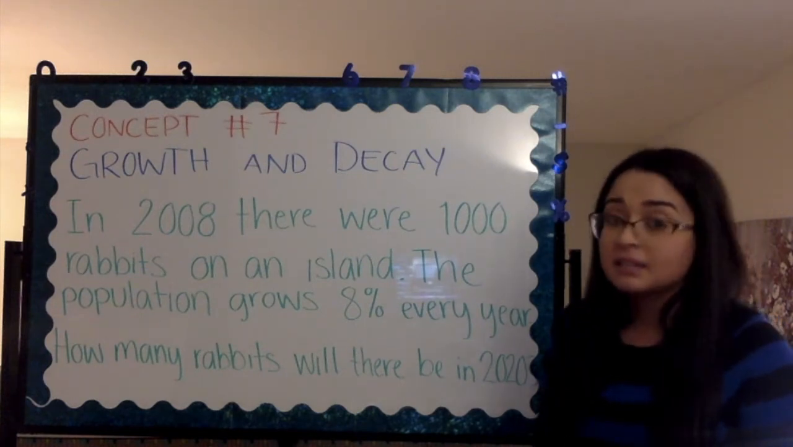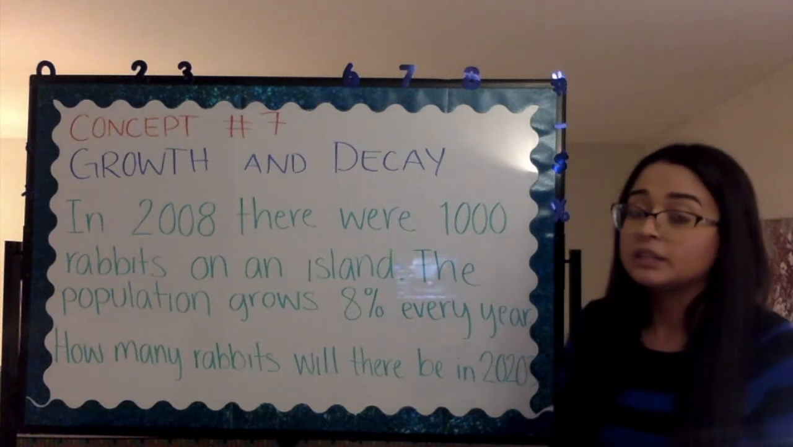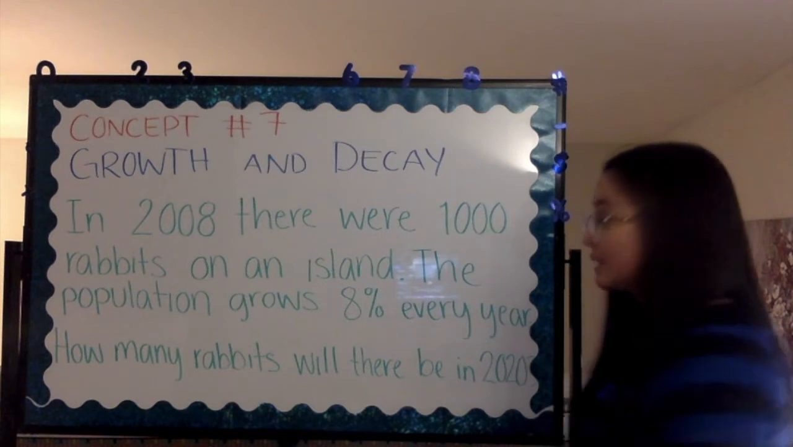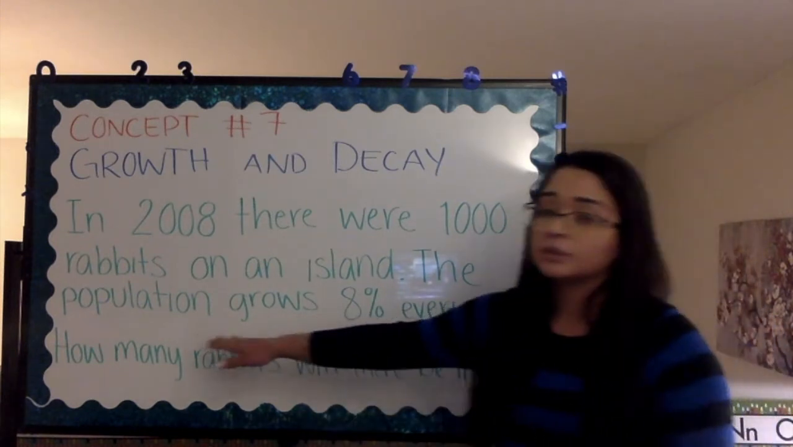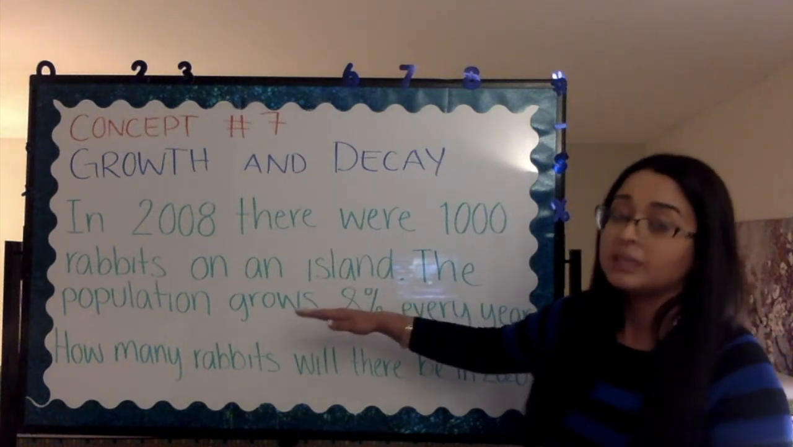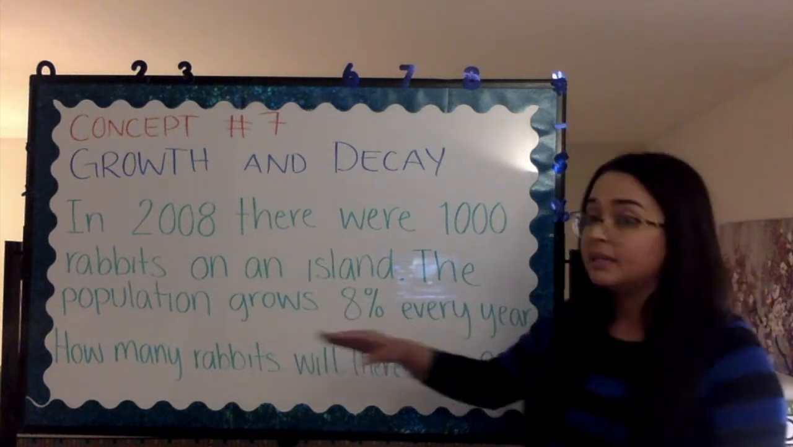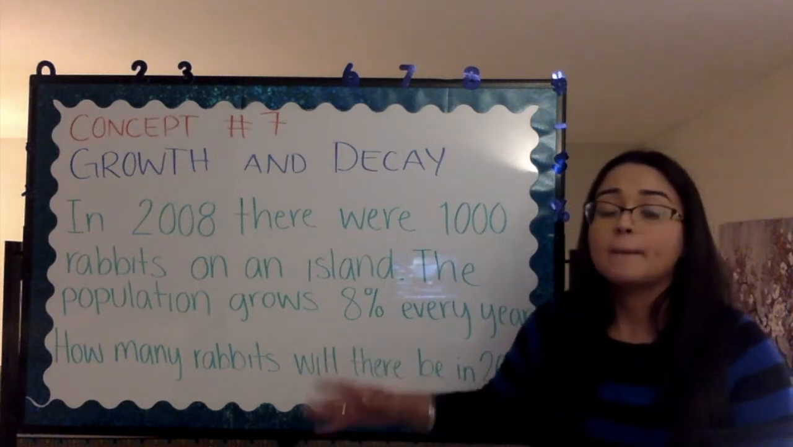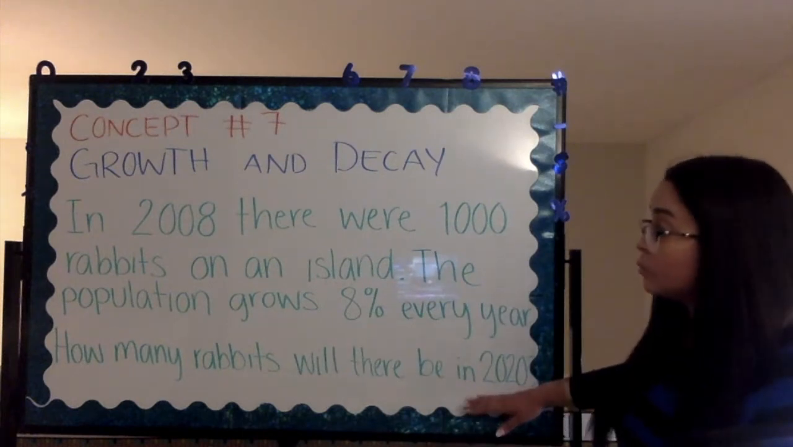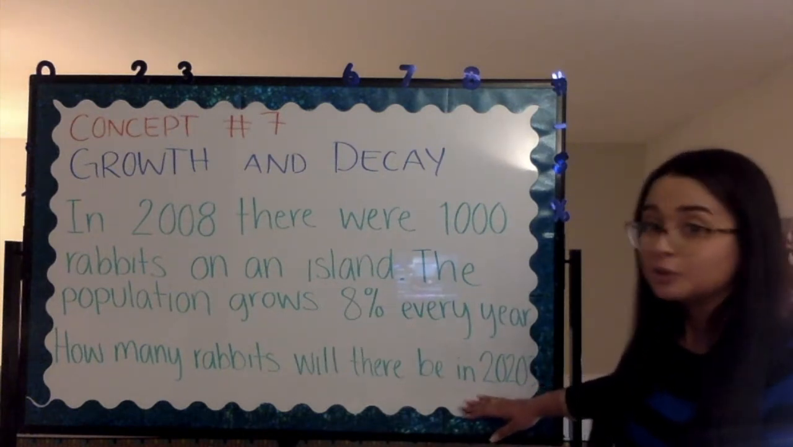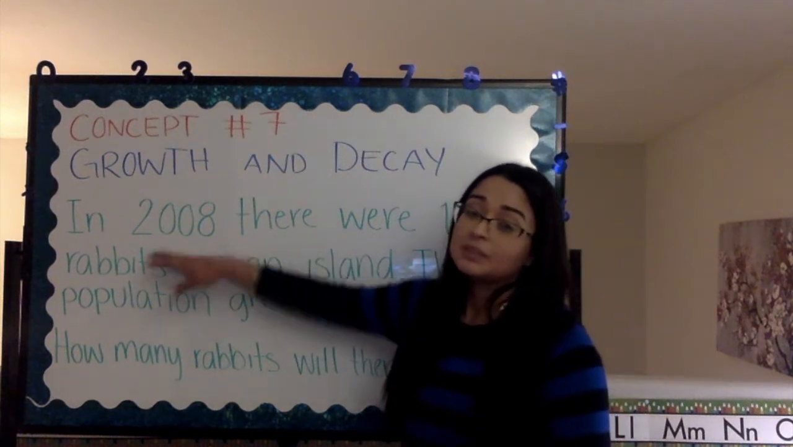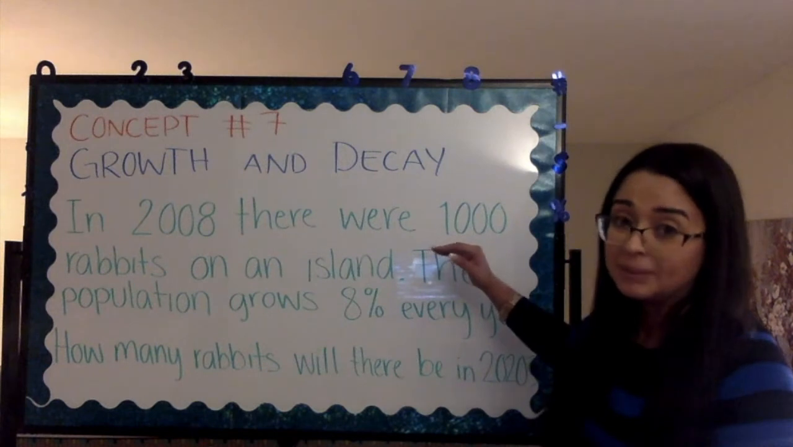By reading this word problem, we know that we are dealing with exponential growth. How do we know that? Because we know that the population grows at 8%. That is the rate at which the population is growing each year. Now, we're trying to figure out the amount the population has grown by the year of 2020, which is in reference to the future, because we know that in 2008 there was a count of 1,000 rabbits. Okay?